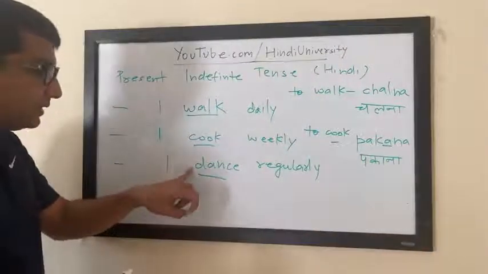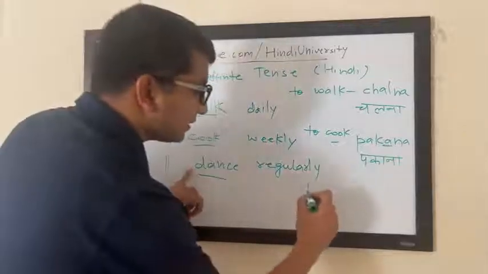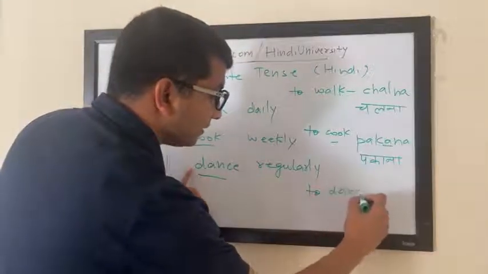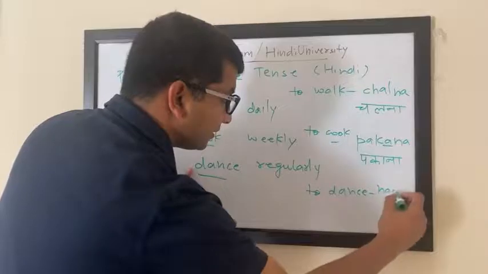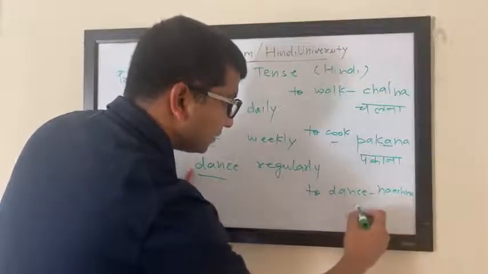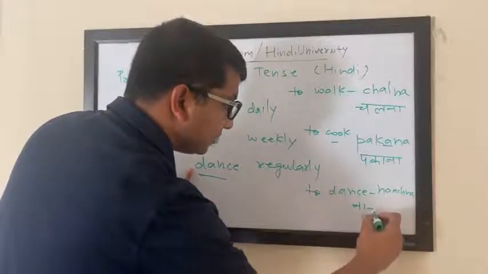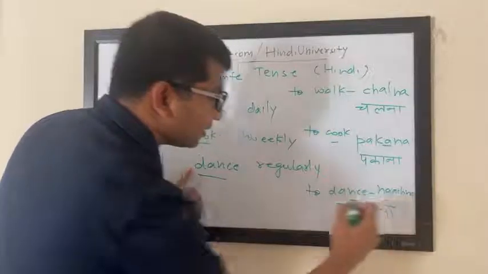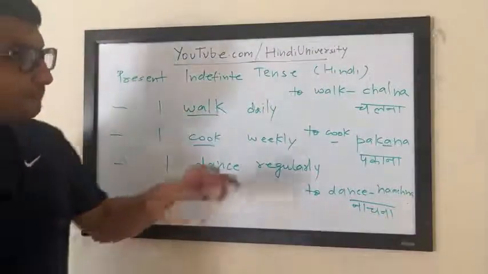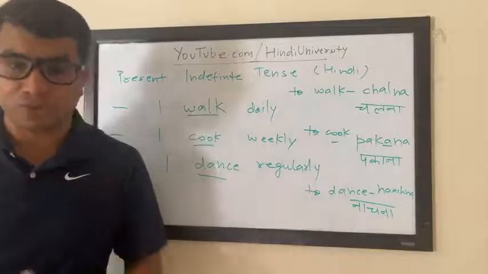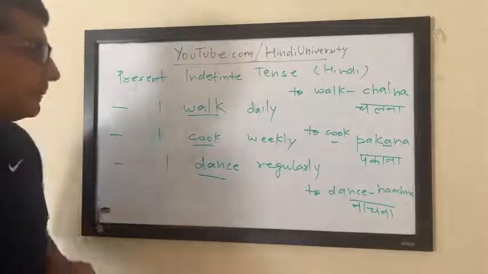Okay, next one also you. Dance. To dance is? Nachna. Very good. Nachna. So you have a na with A, cha, and then na with A, nachna. Okay, so these are the simple verbs that I expect you to already know. If not, you can make a list of it.